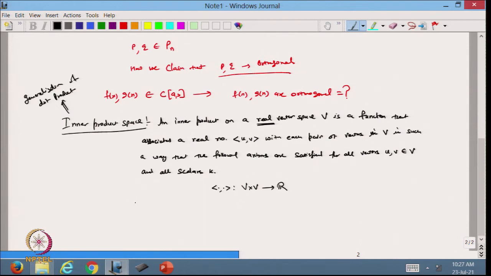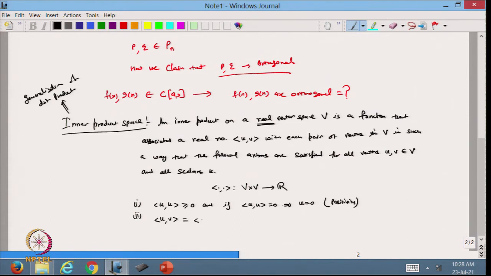So, first, what is the first axiom? The first axiom is that if I take u and take its inner product with itself, then this is always greater than or equal to 0. So, it should always be positive, and if u with u itself is 0, that implies that u should be 0. This is called the positivity axiom.